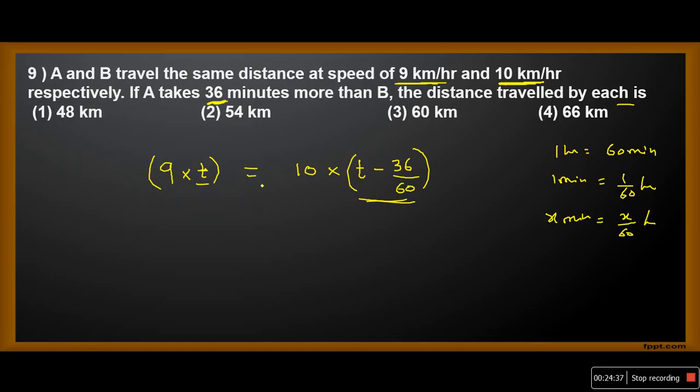Now consider this: 9t equals 10 times t minus 36 by 60, that is 10t minus 6, implies t equals 6 hours. Now what is the question asking? The distance traveled by each is 9 into 6, 54, or 10 into 6, 60 minus 6, which is again 54. The distance traveled by them is 54 kilometers.